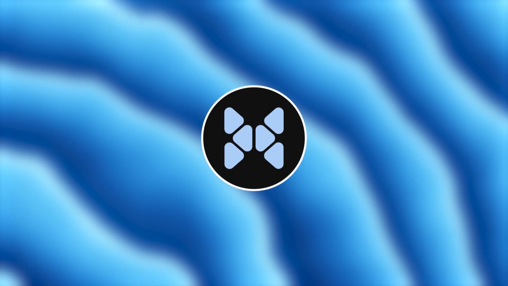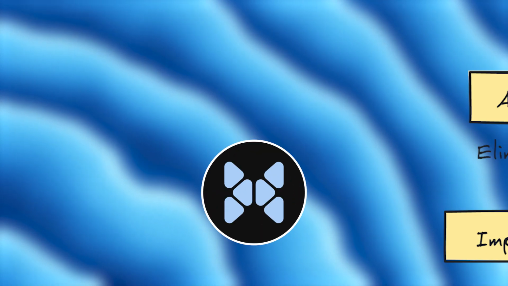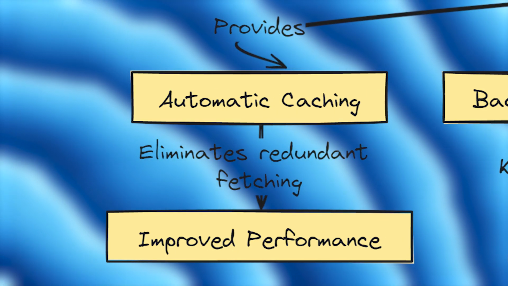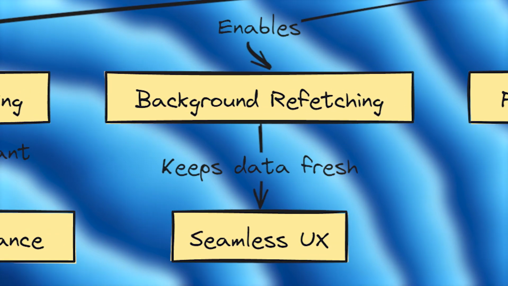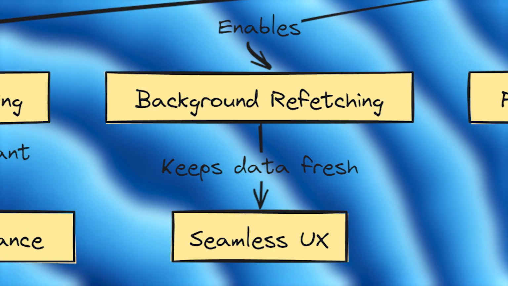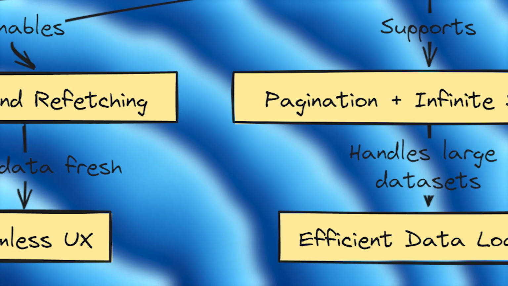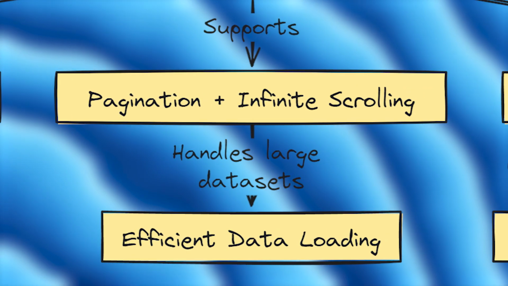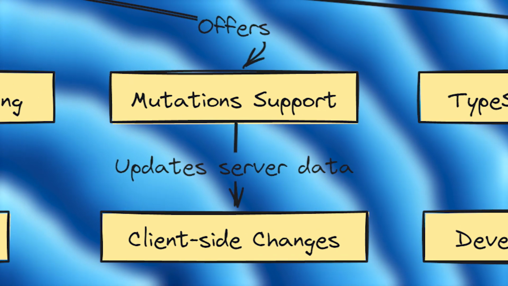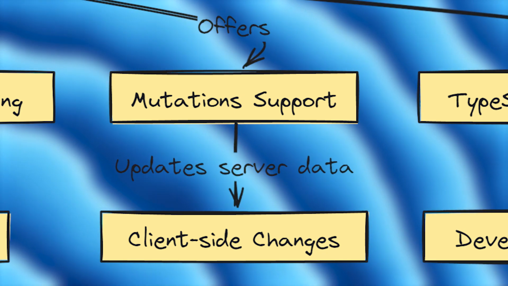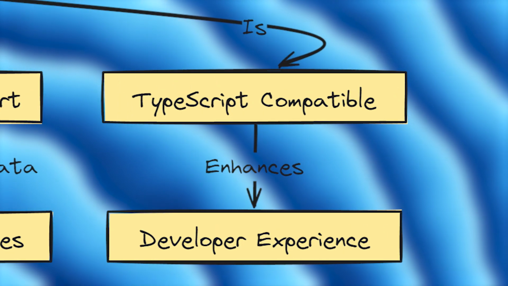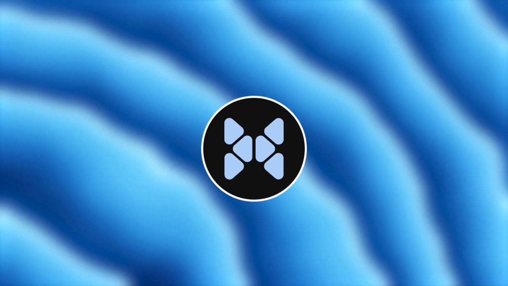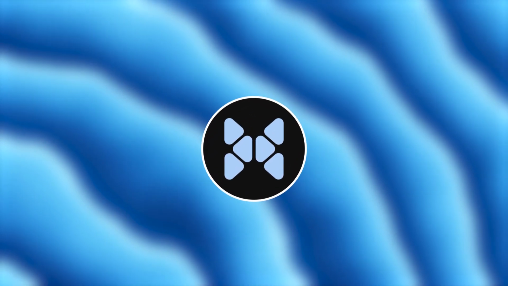React components. React Query offers some really cool features like automatic caching so that your app doesn't need to refetch the same data multiple times, background refetching to keep your data fresh without disrupting the user experience, built-in pagination and infinite scrolling, support for mutations, which is perfect when you want to change data on the server from the client. Plus, it is compatible with TypeScript, which we're using in this project.